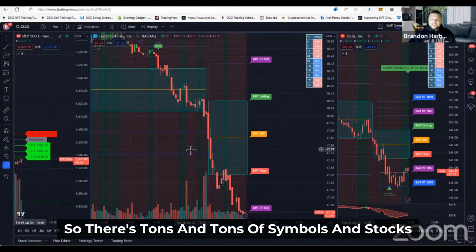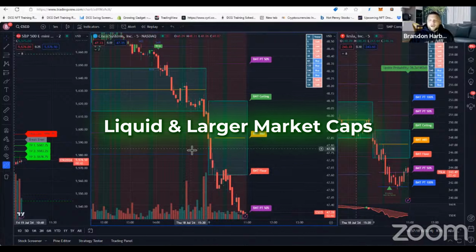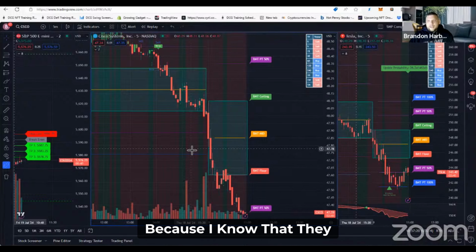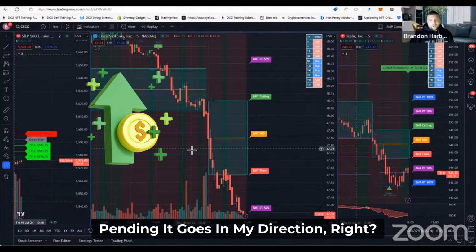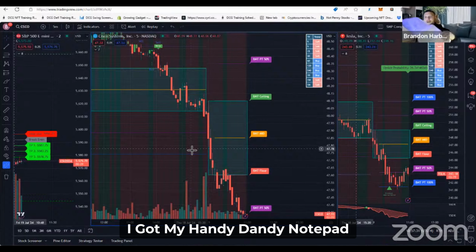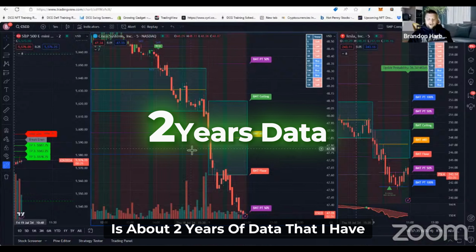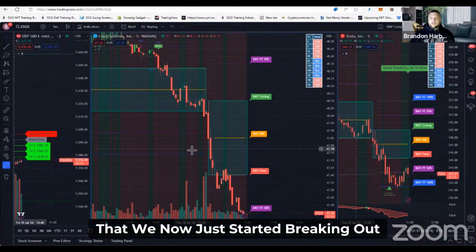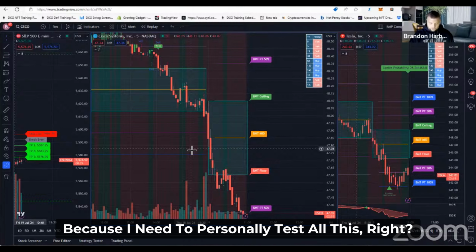So there's tons and tons of symbols and stocks. I personally like to trade ones that are very liquid, larger market caps, because I know that they can move enough for me to get out with some kind of profit, pending it goes in my direction, right? So today, I'm old school. I write everything down. I got my handy dandy notepad. This is about 2 years of data that I have on this that we've been using, that we now just started breaking out this year for us to use because I need to personally test all this, right?